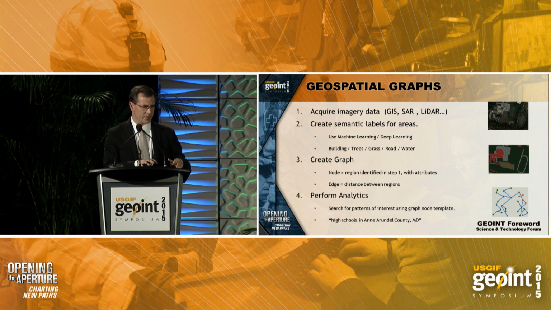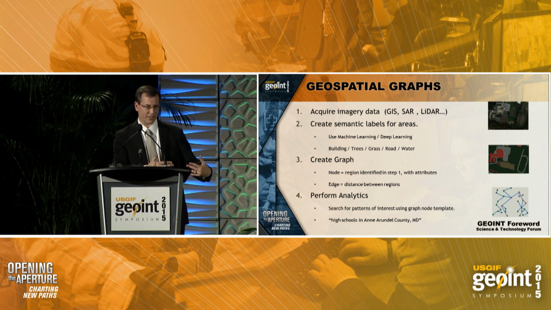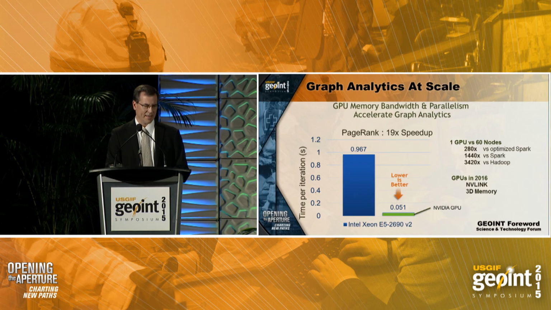But once you have those semantically labeled areas from your imagery, then you can create a graph where the nodes are simply the regions that you've identified in that machine learning step in that pipeline. And those regions could have attributes such as size and aspect ratio and so on. And then the edges are simply the geographic distance between those regions. And then you're in a good place to perform some analytics. And you can look for patterns that might identify things like schools or other things, where you identify a particular pattern of buildings and distances with respect to roads and so on.